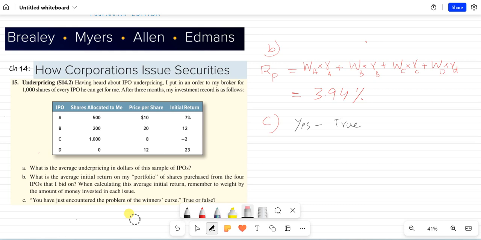The maximum returns were available in the D IPO, in which we bought nothing. We got more shares in the IPO which gives maximum returns, and we got maximum shares in the IPO which gave a negative return. So of course there is a winner's curse.